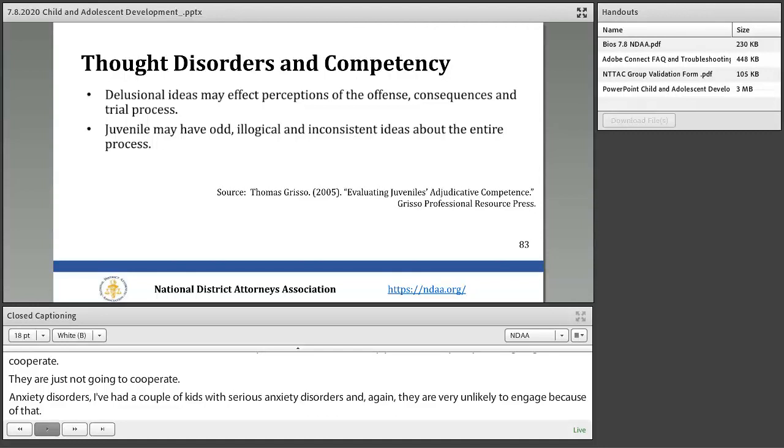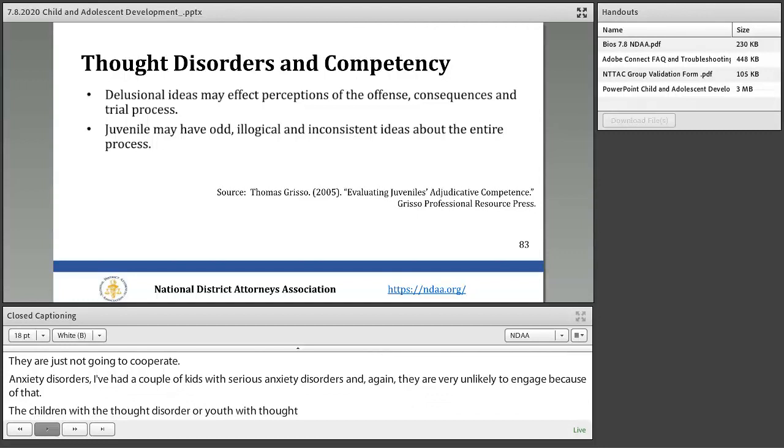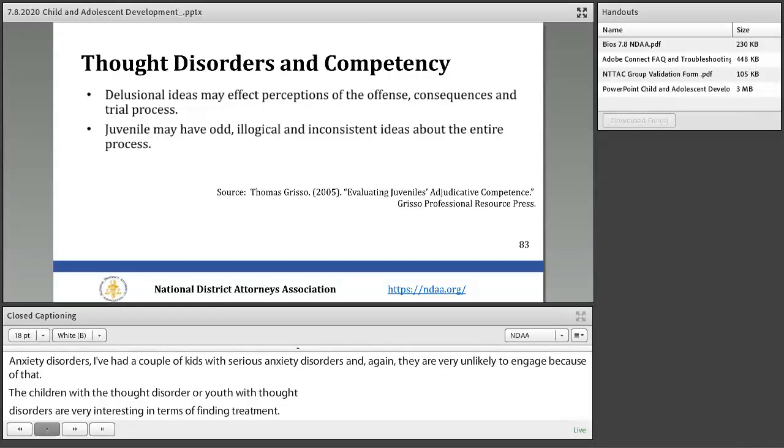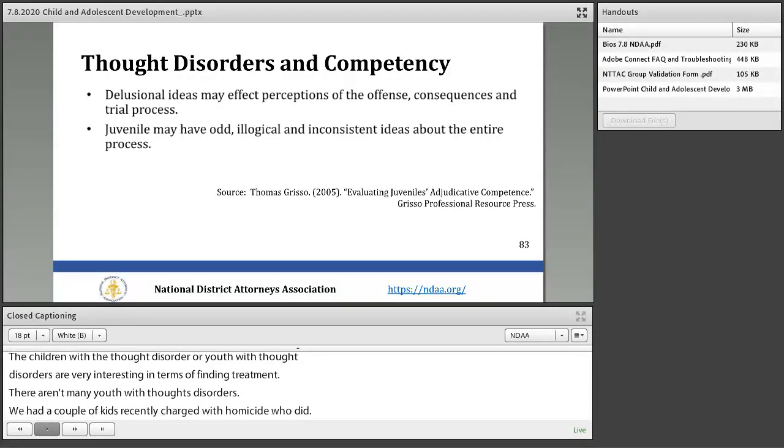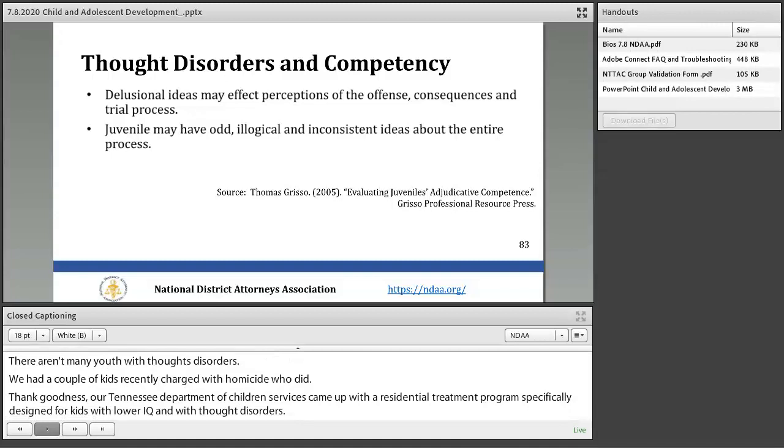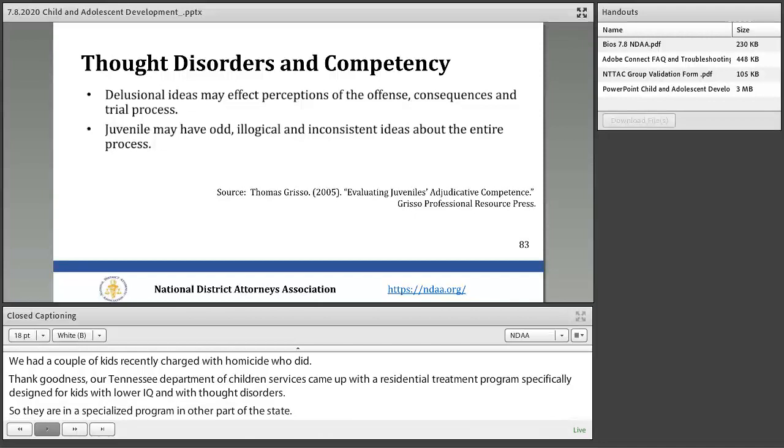Youth with thought disorders are very interesting in terms of finding treatment. There aren't as many youth that have serious thought disorders. We've had a couple of kids recently who were charged with homicide who did, and thank goodness our Tennessee Department of Children's Services came up with a residential treatment program specifically designed for kids with lower IQ and with thought disorders. So they're in a specialized program in another part of the state.